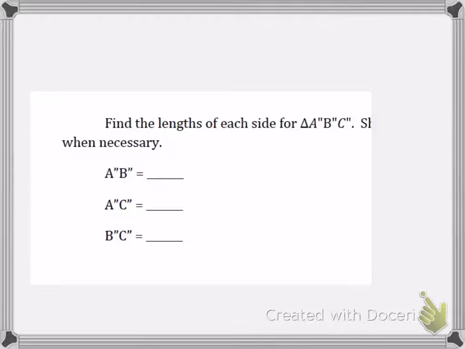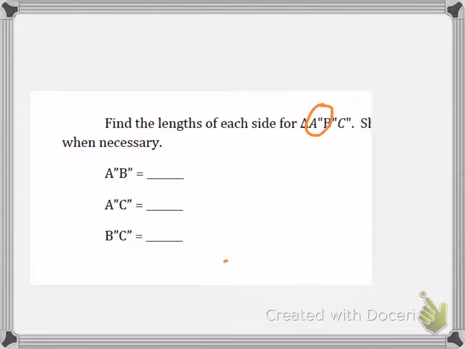Now the next question is asking about the lengths of sides for the second image for the reflection. I know this because of the double prime marks there. And hopefully you're looking at those shapes and you realize that a translation and a reflection do not change the size and shape of the figure, so that our side lengths should remain the same.